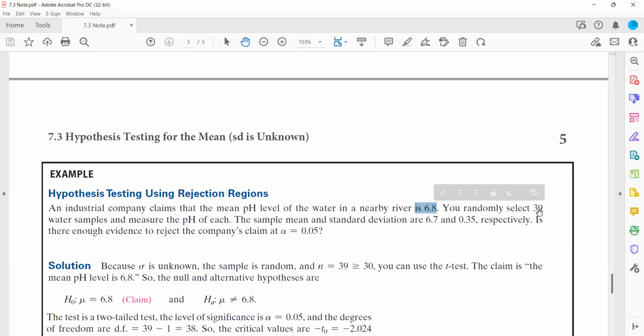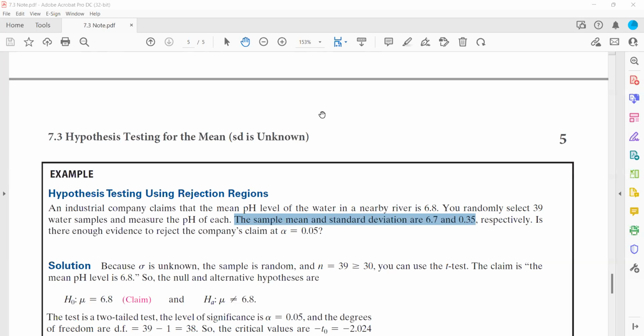You randomly select 39 water samples and measure the pH of each. The sample mean and the sample standard deviation are 6.7 and 0.35. Is it enough evidence to reject the claim of the company when alpha is 5%? Very good. So let's go back to our board and start analyzing this scenario.